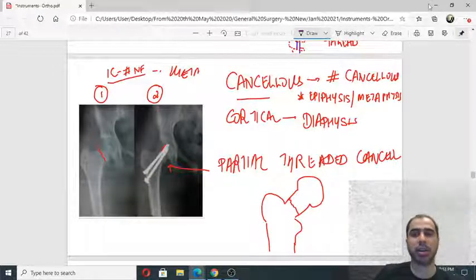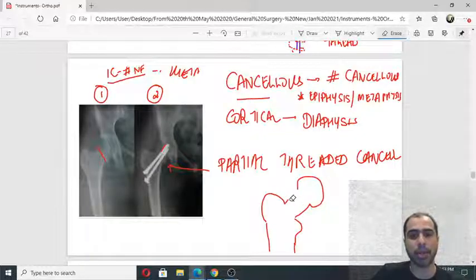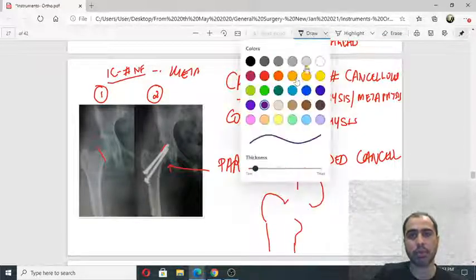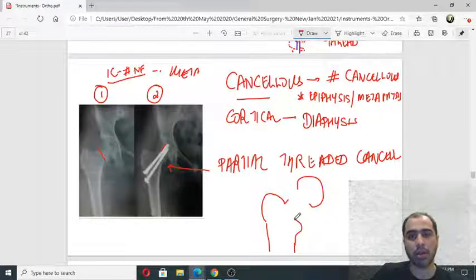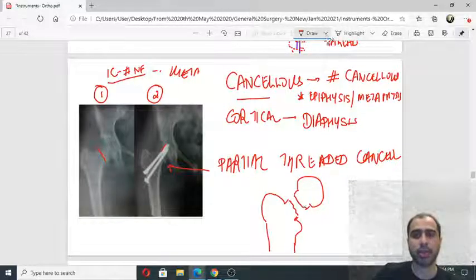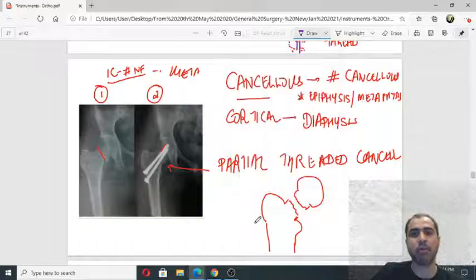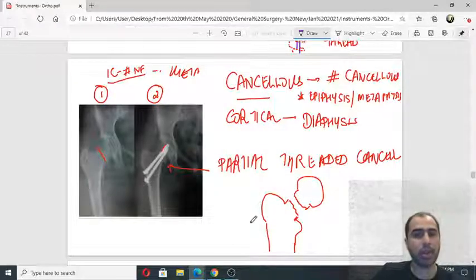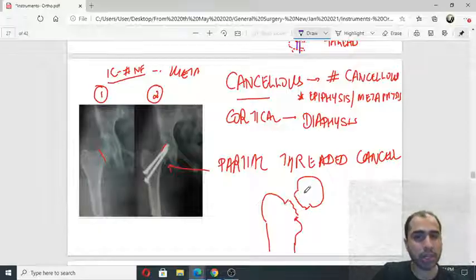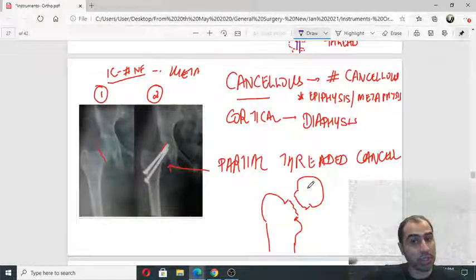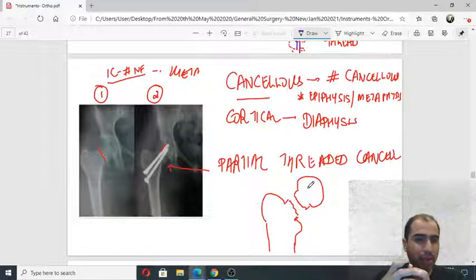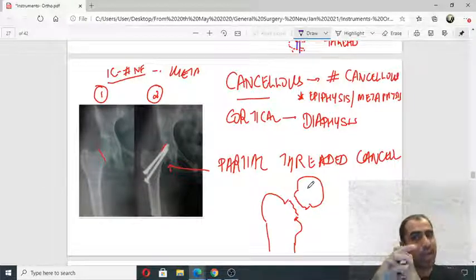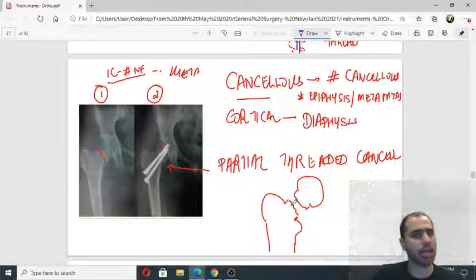There is only one principle. What do I have to do? There is going to be some gap between the fragments. Now what I have to do, when I pass the screw, the screw has to bridge and get the parts together. It has to bridge, bring the parts together and keep them together. There are two possibilities. There are two screws I can use. One screw is a fully threaded screw. Now when I use a fully threaded screw, I start drilling it from here.